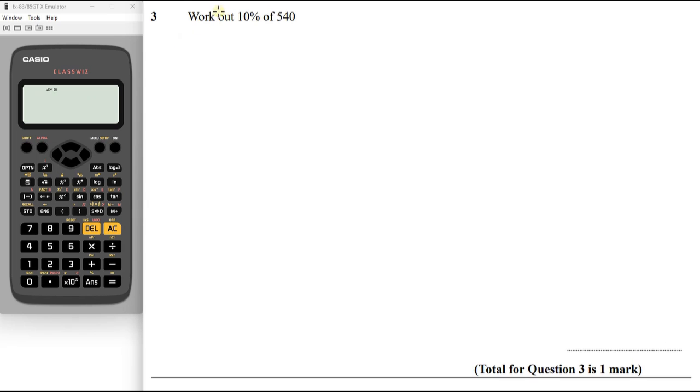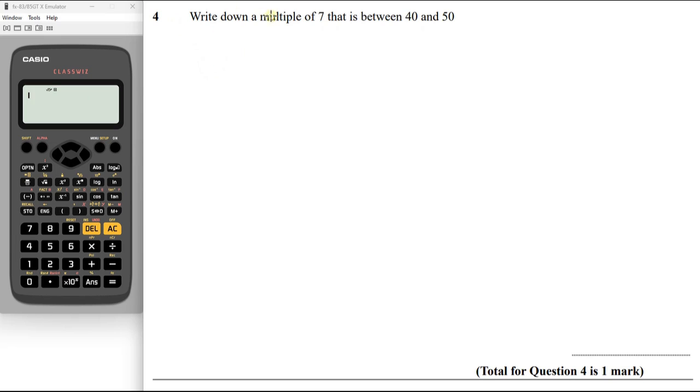Question 3, work out 10% of 540. So whenever you're calculating 10% of anything, well you're just dividing by 10. So we're going to be doing 450 divided by 10, and I still don't need a calculator for this. Well, that's just going to give me 54. So my answer is 54.